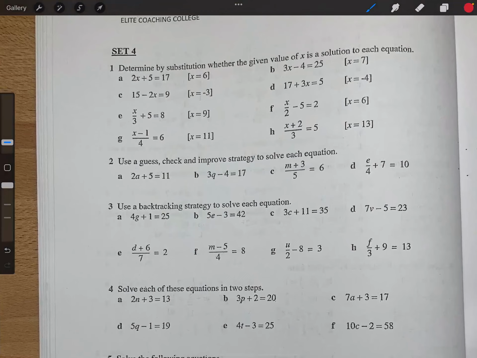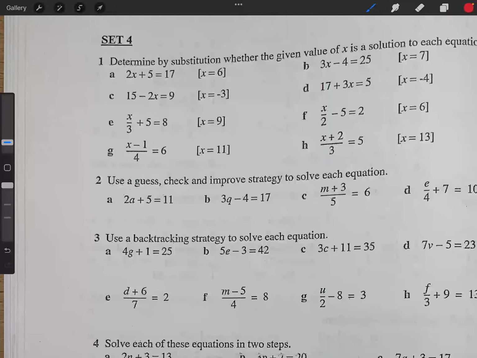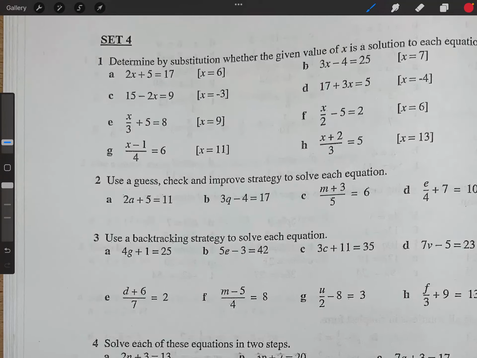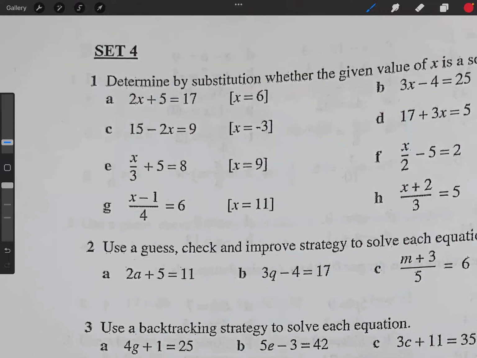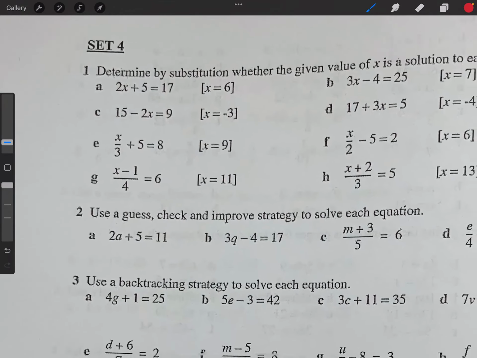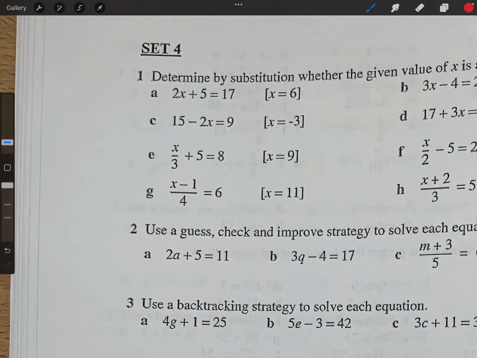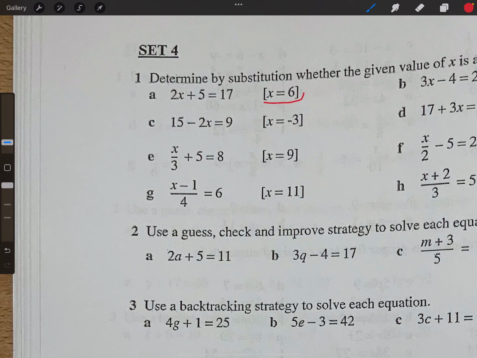I'm going to go through some of the trickier questions. Now, the first question says, determine by substitution whether the given value of x is a solution to each equation. These are simple questions, so I'm just going to do one or two of them. All you have to do is look at the value for x. X is equal to 6, so you're going to substitute that into the x in this equation.